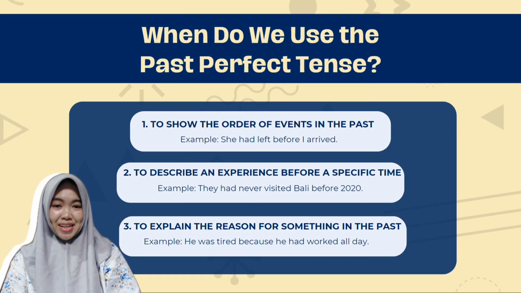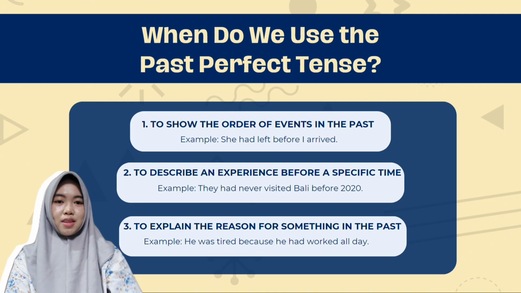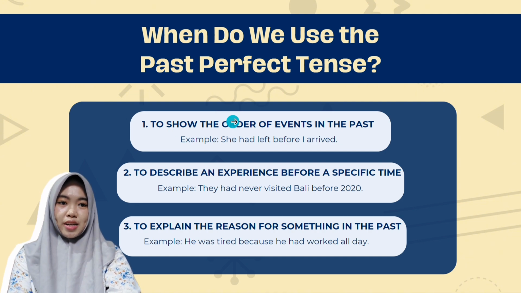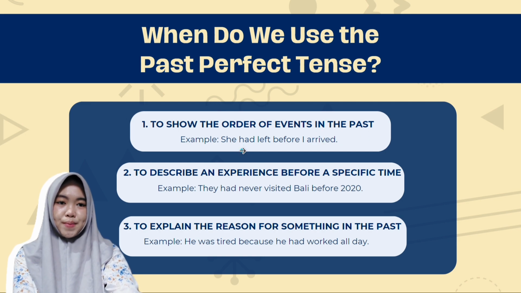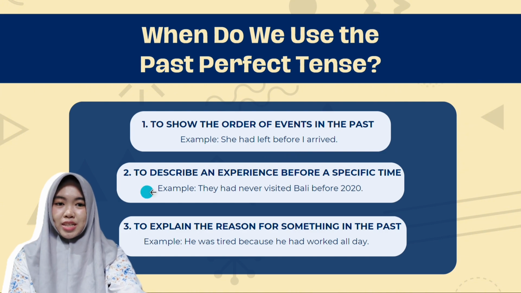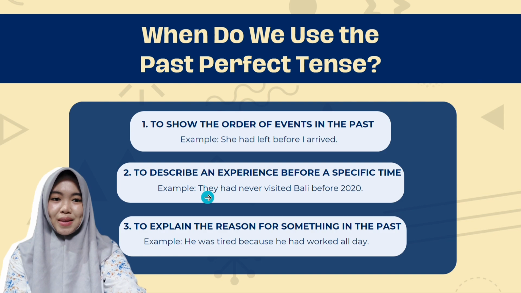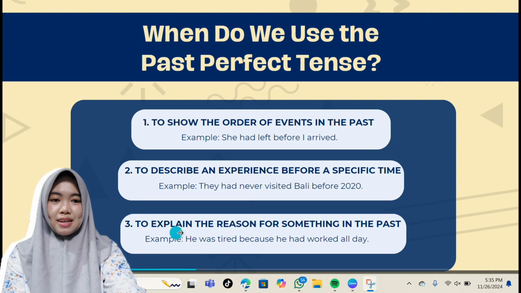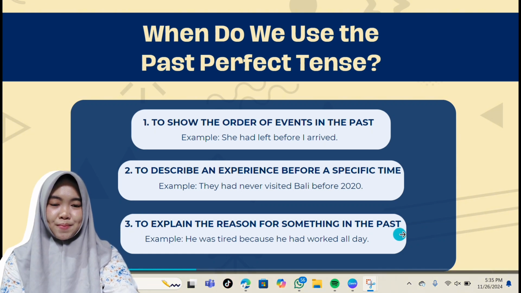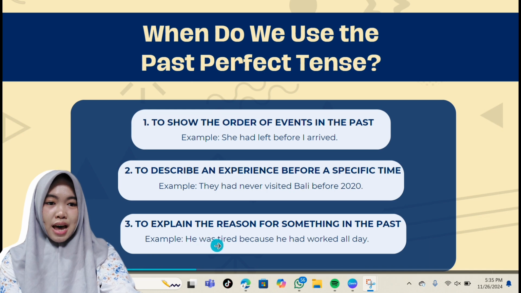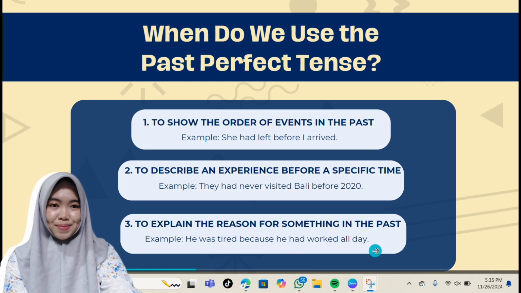We use the past perfect tense in several situations. First, to show the order of events in the past. For example, she had left before I arrived. And the second, to describe an experience before a specific time. For example, they had never visited Bali before 2020. And the third, to explain the reason for something in the past. For example, he was tired because he had worked all day.